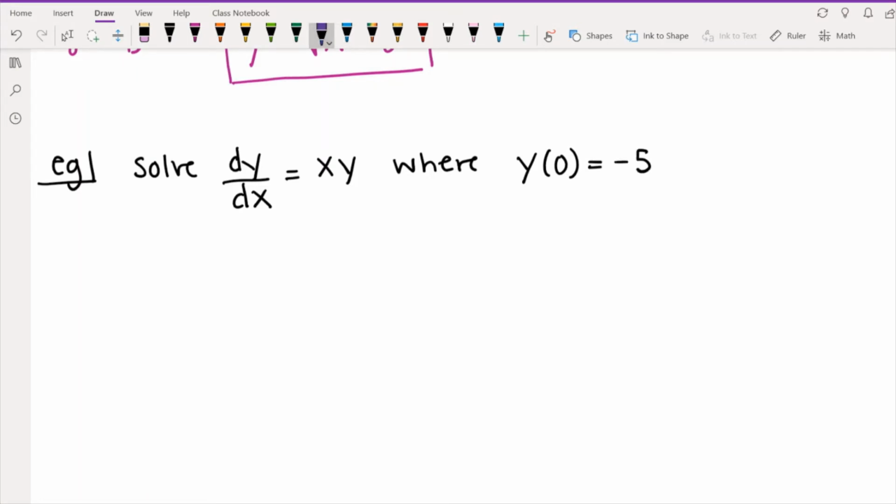Okay, so the first thing we always do is find the general solution. You're never dealing with this information until the end. You're always first starting with the general. So again, we separate this. We already did this one earlier, so I'll just do it quickly. We had dy is equal to xy dx. We divided both sides by y, and that gave us 1 over y dy is equal to x dx.